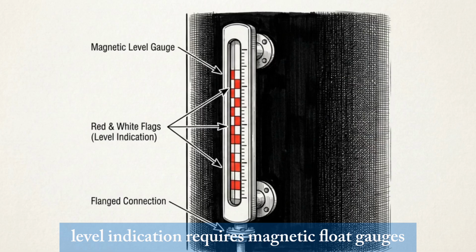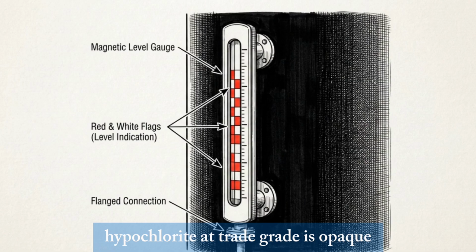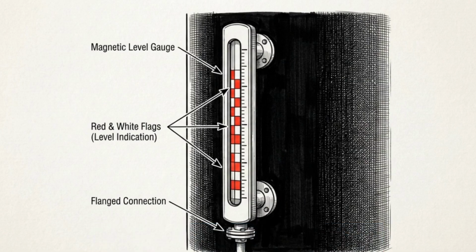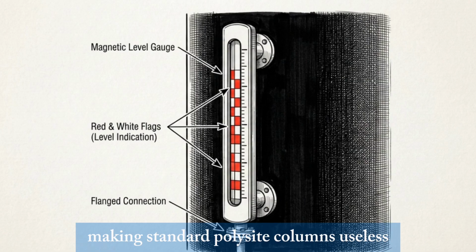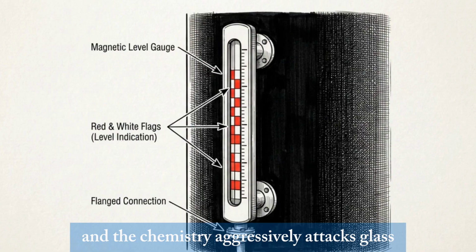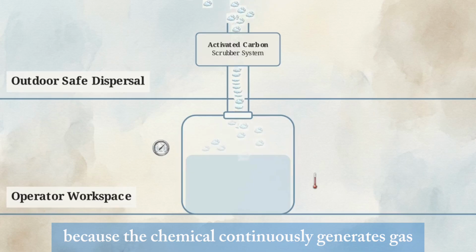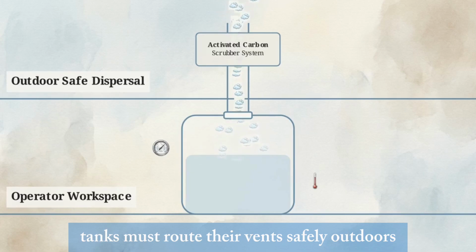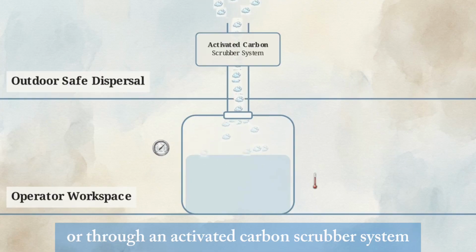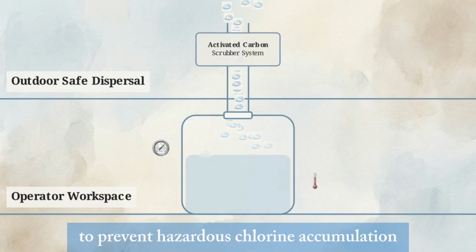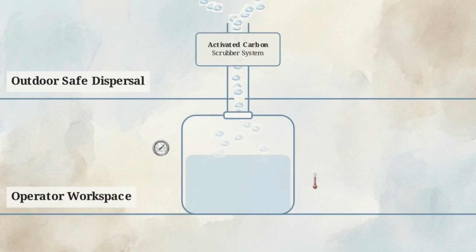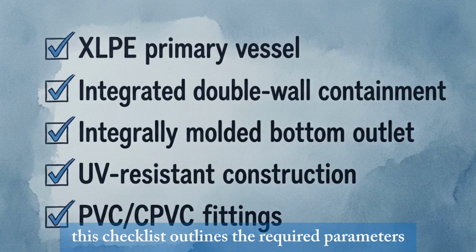Level indication requires magnetic float gauges. Hypochlorite at trade grade is opaque, making standard sight columns useless, and the chemistry aggressively attacks glass. Because the chemical continuously generates gas, tanks must route their vents safely outdoors, or through an activated carbon scrubber system to prevent hazardous chlorine accumulation in operator workspaces. This checklist outlines the required parameters.